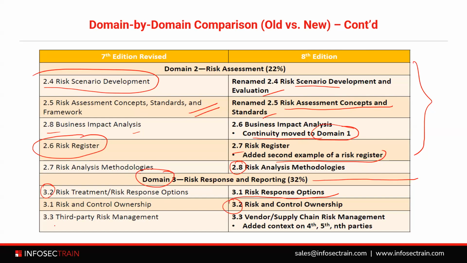3.3 in the earlier version, third party risk management, they have renamed as vendor and supply chain risk management. They have added context on some more parties, fourth, fifth, and so on.